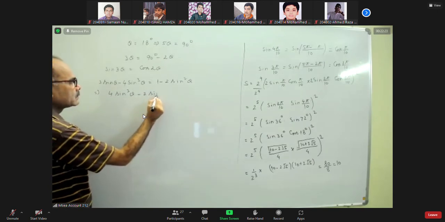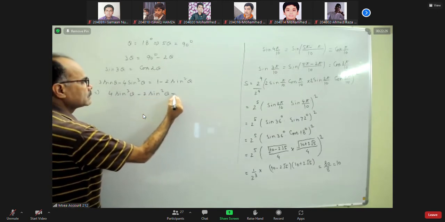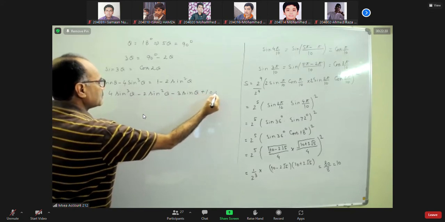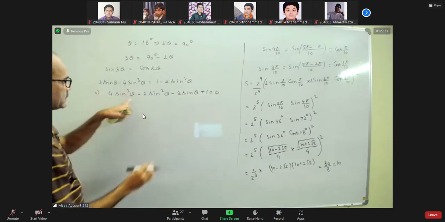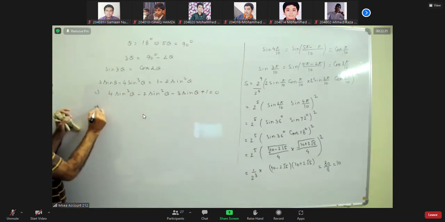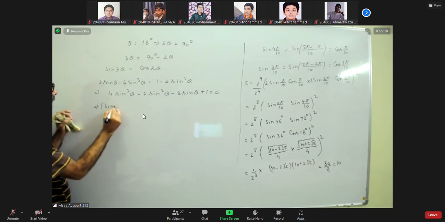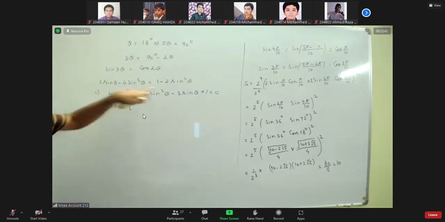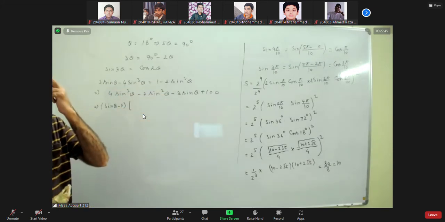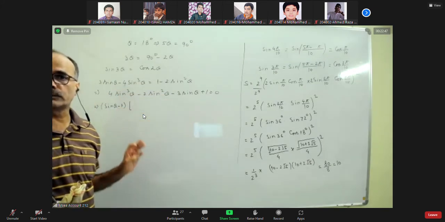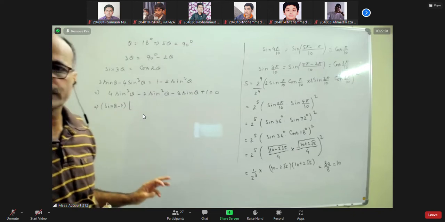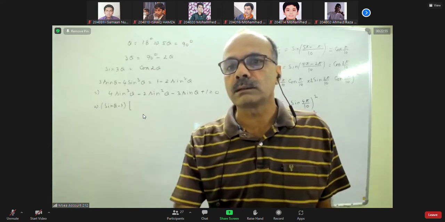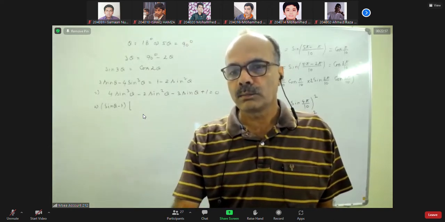Sine theta equal to 1 satisfies it. But sine theta cannot be 1. Whenever we come across a higher degree equation, there will be some simple root. So sine theta equal to 1 satisfies it, so sine theta minus 1 will be a factor.